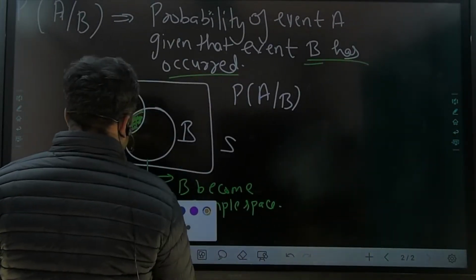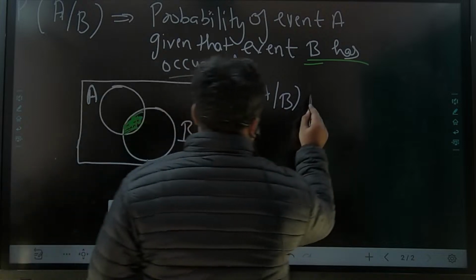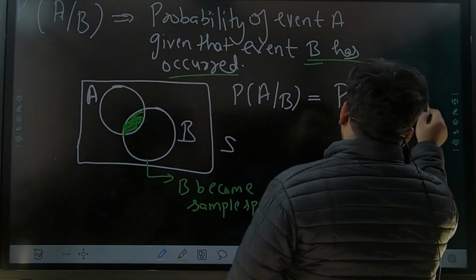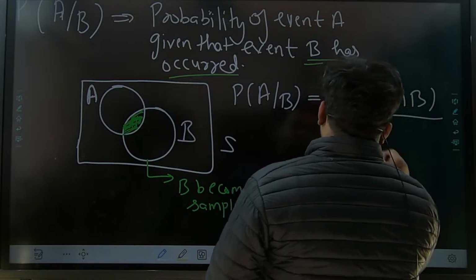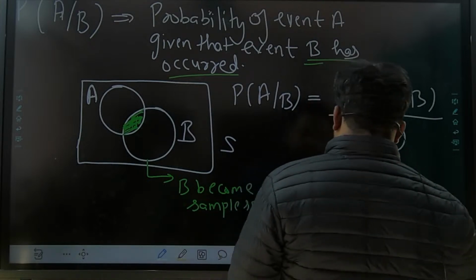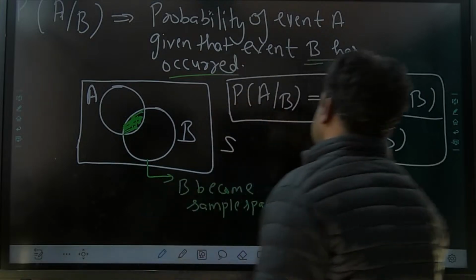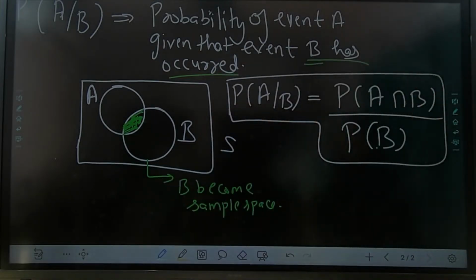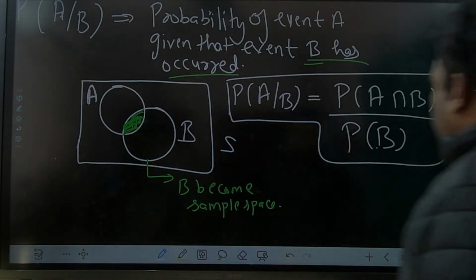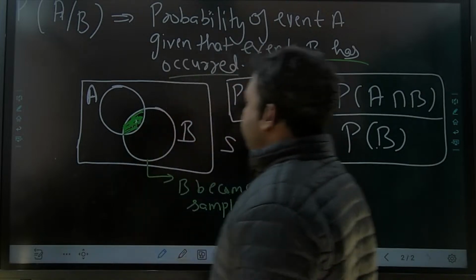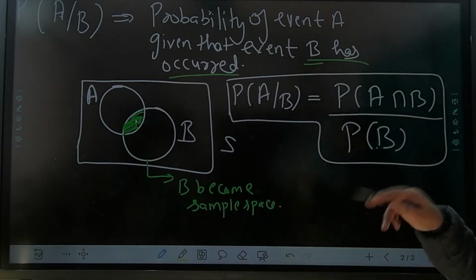So how can I express this? It means that I am looking for the probability of A intersection B when B has occurred. So this is my conditional probability understanding. Probability of A when B has occurred is the probability of A intersection B divided by the total probability of B. So out of B, this much is my favorable part, because in this part event A is occurring.